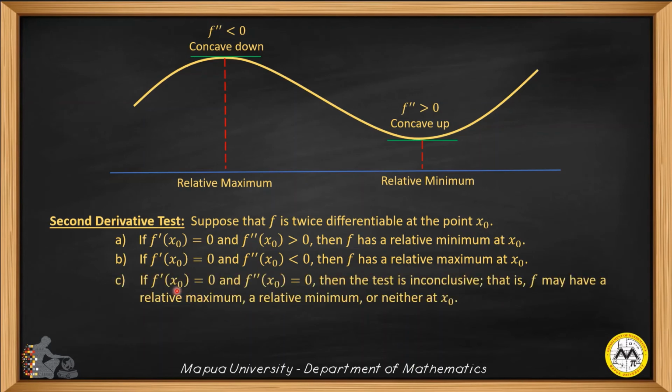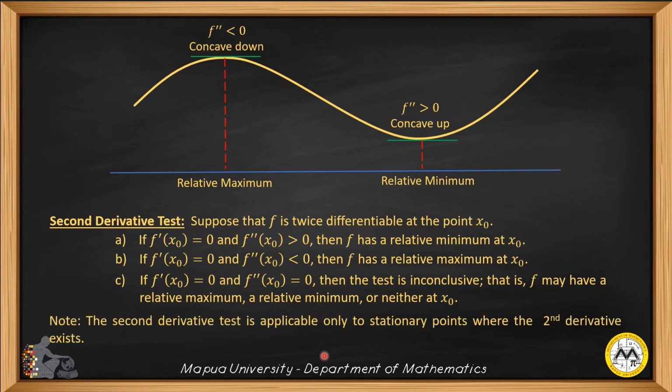Now, if at the critical point the second derivative value is 0, then the test is inconclusive and f may have a relative maximum or a relative minimum at x sub 0 or neither of these cases. So the second derivative test is applicable only to stationary points where the second derivative exists.